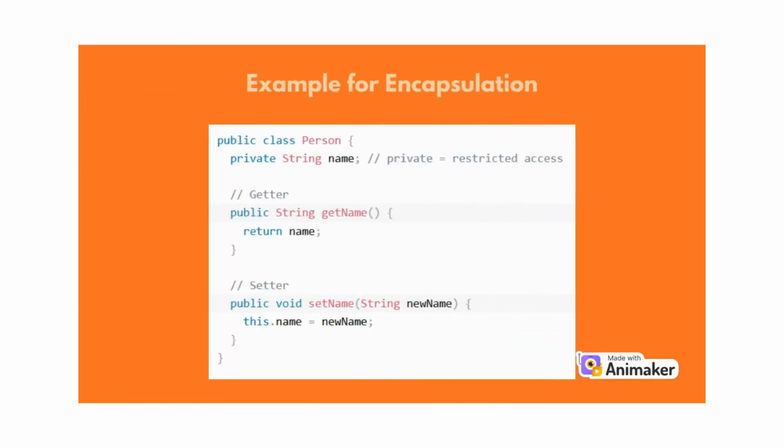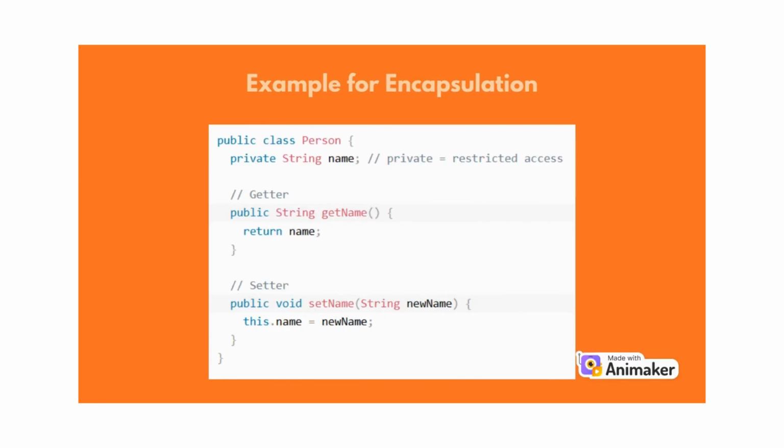Let's look at a simple example of encapsulation in Java. Here, we have a class named person. Inside this class, there is a private variable called name. By declaring it as private, we are restricting direct access to this variable from outside the class. This is the first step of encapsulation, hiding the internal state of an object.